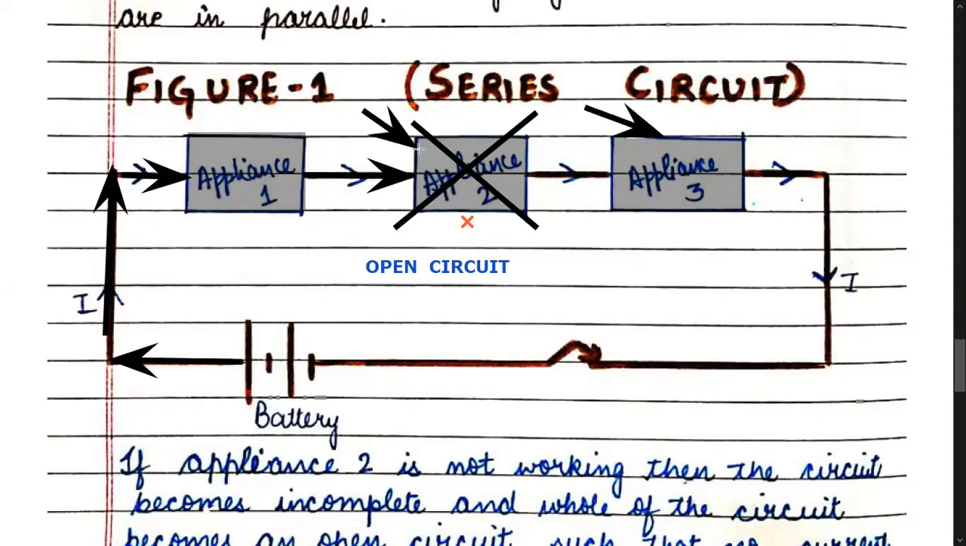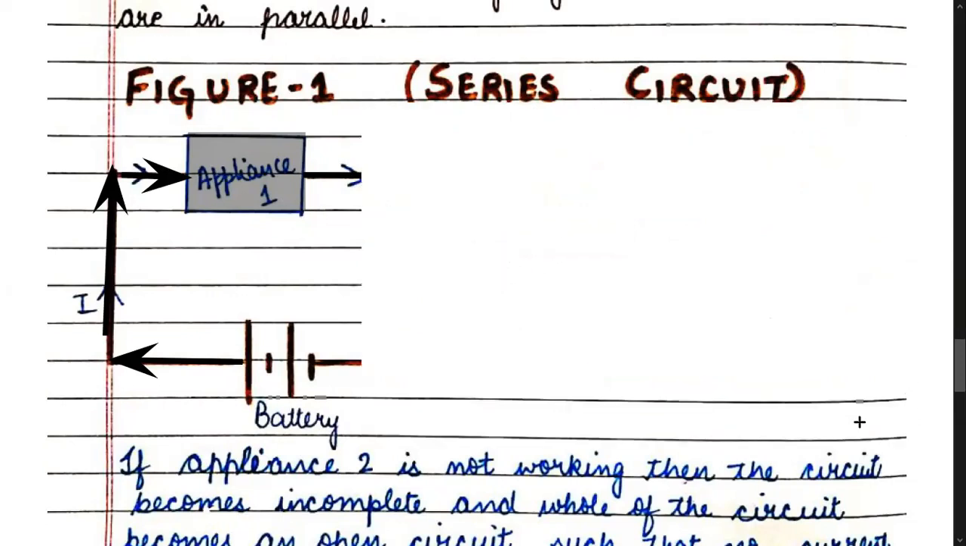Appliance 2 was the faulty appliance, and since the circuit is incomplete, appliance 1 will also not work, though the current is reaching till appliance 1, but it will not work because the circuit is open. Why open? It can be represented in such a way. Now the current is reaching appliance 1 but not reaching the negative end of the battery. So since the circuit is open, no appliance will work.